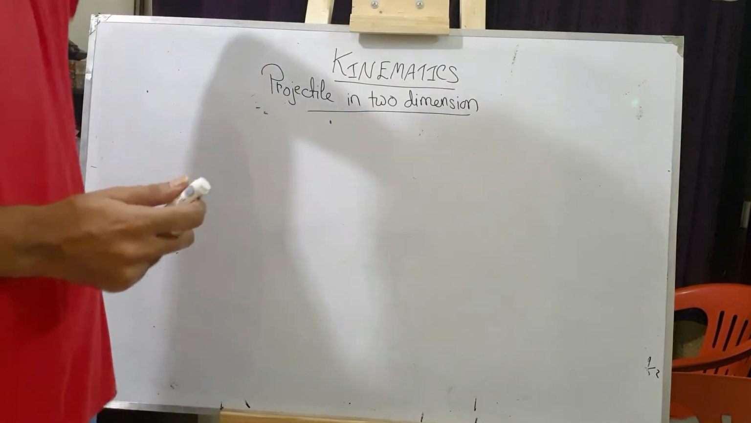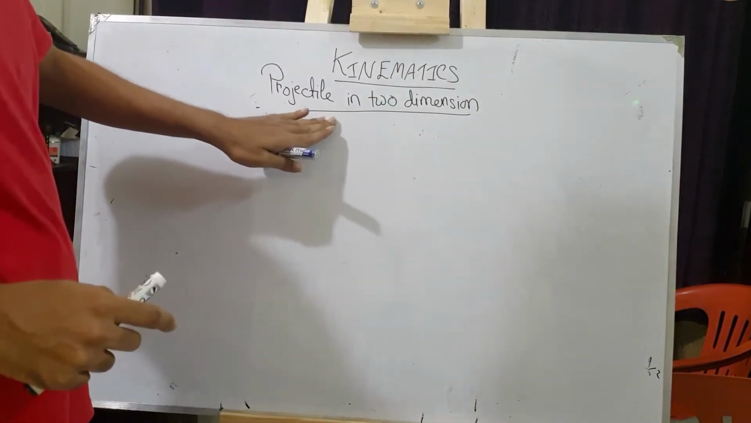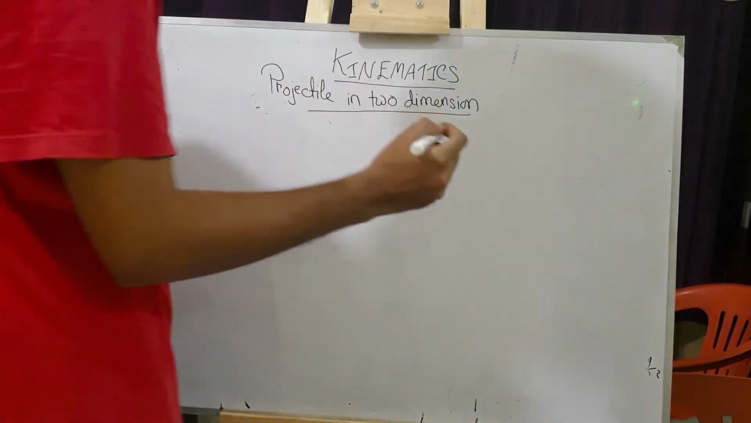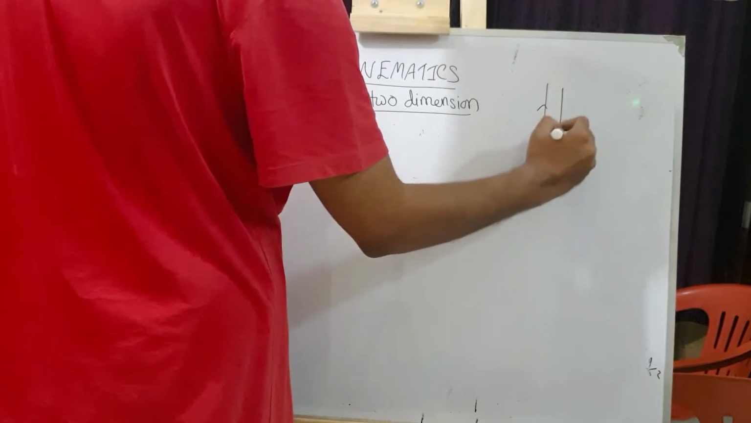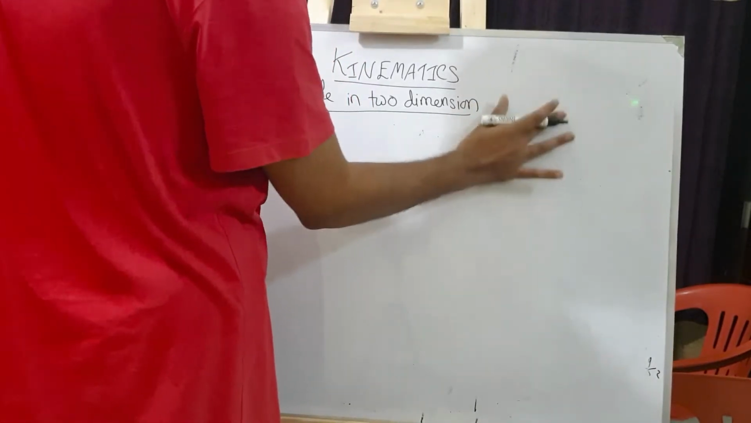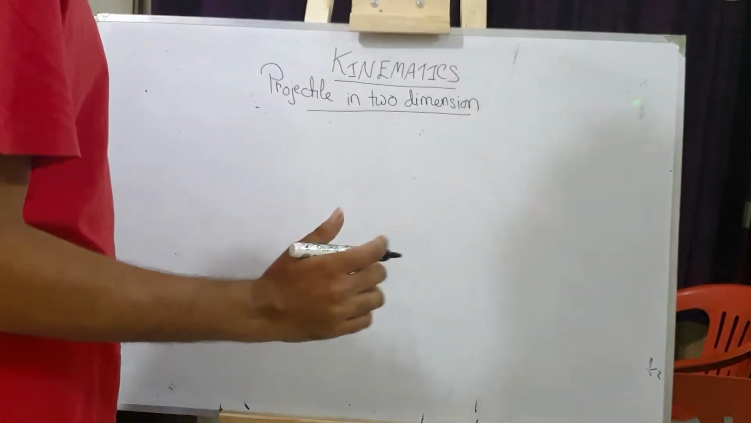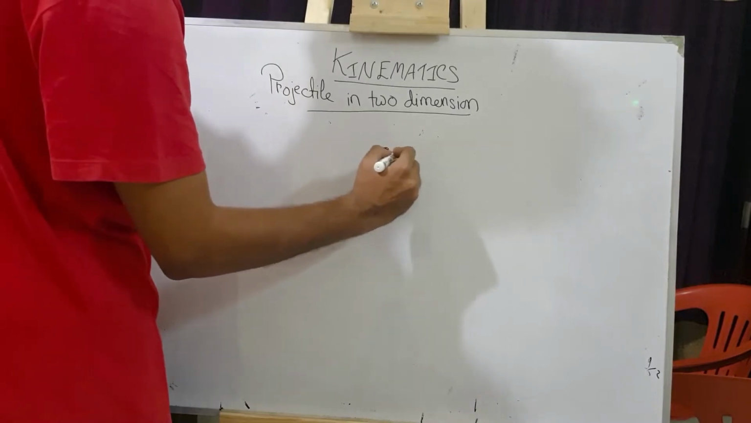Alright, this is the second video for projectile motion in 2 dimensions. In the last video, we saw when we threw an object vertically upwards, and then when it came down to the same height vertically downwards, and we saw how we found different values for the height, the velocity and everything, right? Now this time we will see what happens when we throw something horizontally, right?